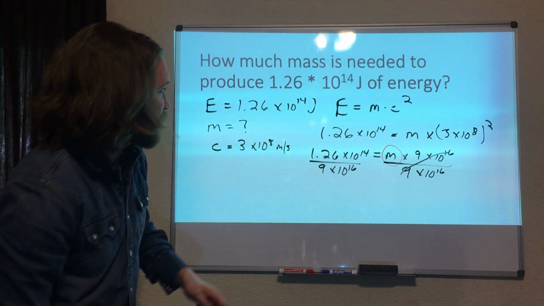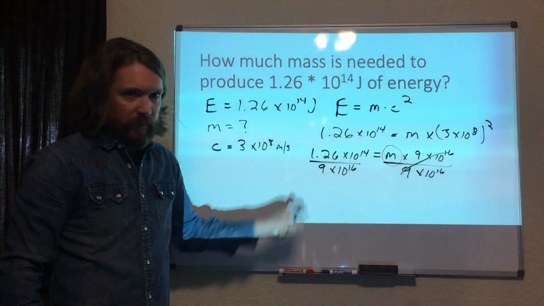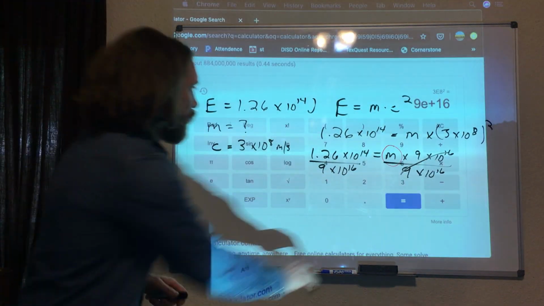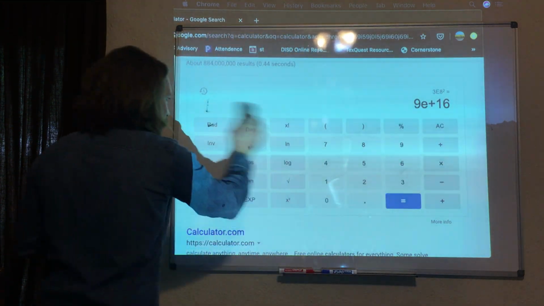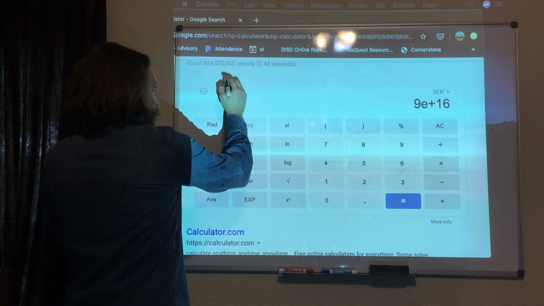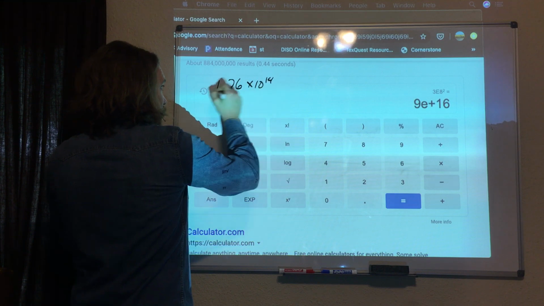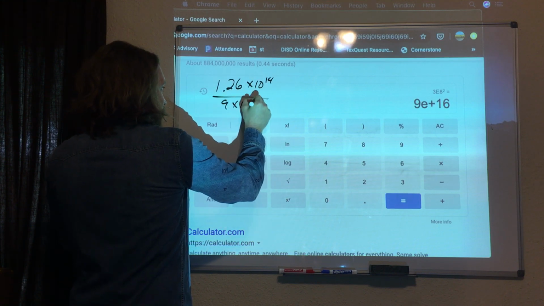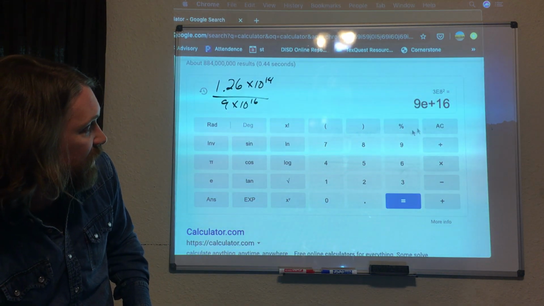So in order to answer this question, I'm going to leave this up here. We just need to divide this number by this number. So, go back to our calculator. I know this is tricky because you don't have your handheld calculators. But this is what we need to do. 1.26 times 10 to the 14th divided by 9 times 10 to the 16th. Okay? So I'm going to clear this, even though that's the number we want.